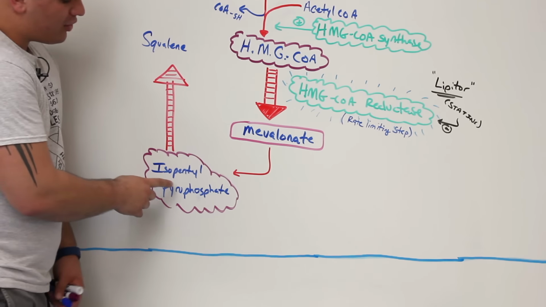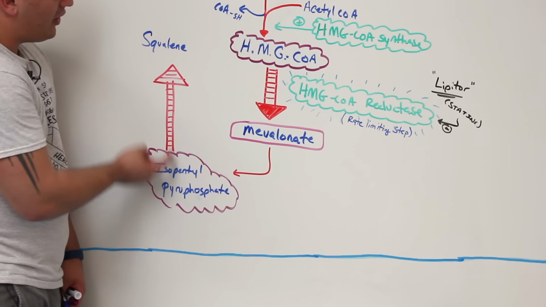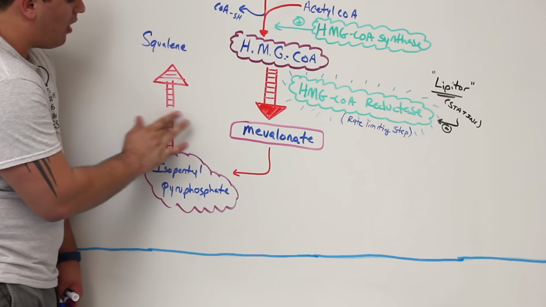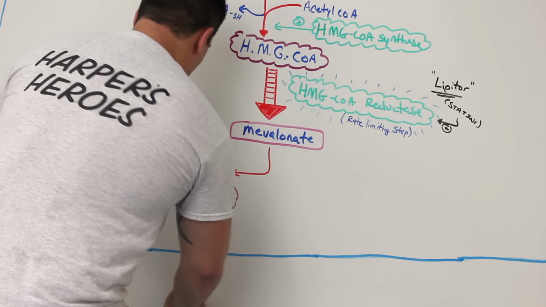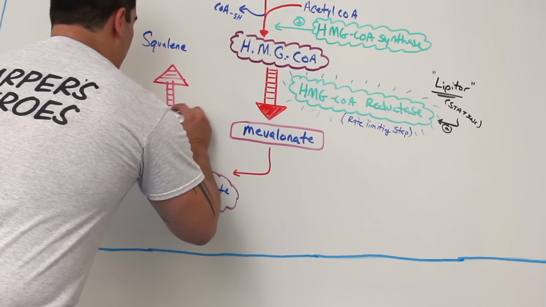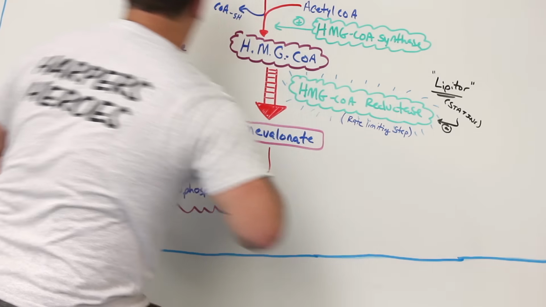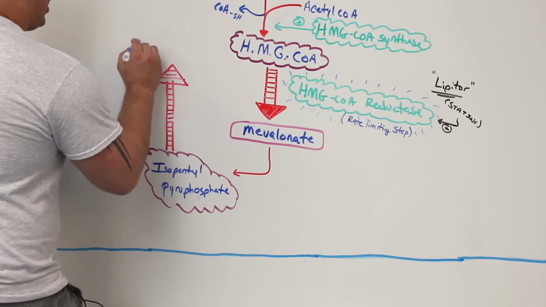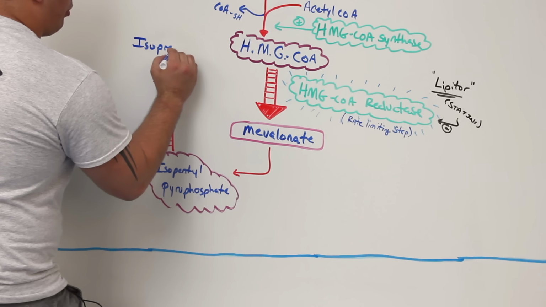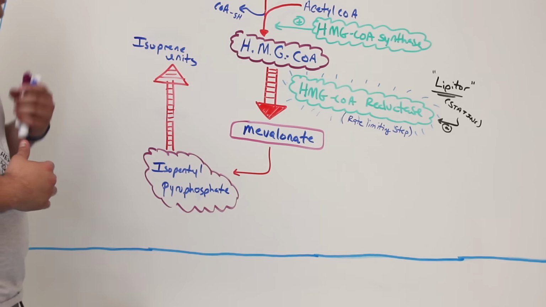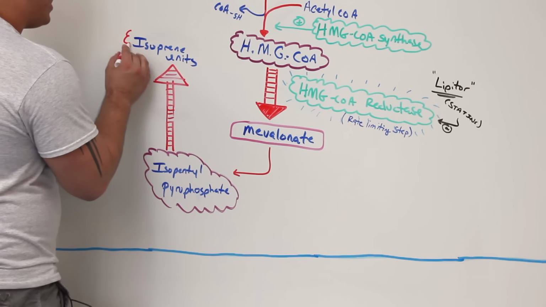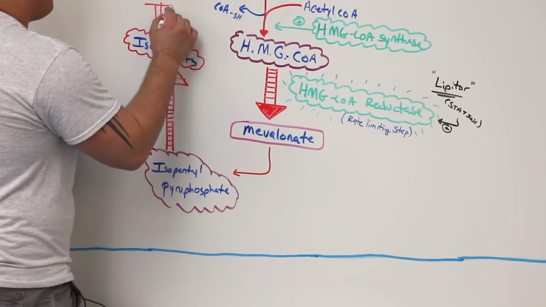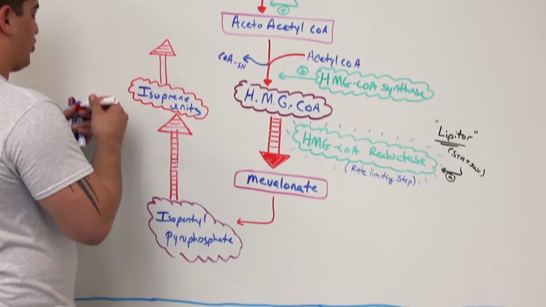So if I were to have an in-between step here, we say that we take the isopentyl pyrophosphate and I convert that into these molecules which are called isoprene units. And these isoprene units are important because it takes a ton of isoprene units to eventually get converted into a very important molecule called squalene.